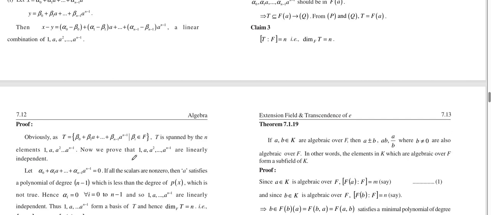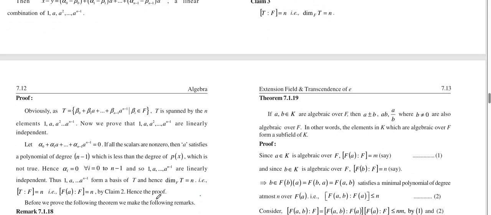To prove that these are all linearly independent, we have to consider the linear combination and equate it to 0. Now if the scalars are not all zero, then a satisfies a polynomial of degree less than n, which is less than the degree of p of x, which is not true. Because p of x is the minimal polynomial of degree n satisfied by a. So if you assume this, then a will satisfy a polynomial whose degree is less than that of the minimal polynomial. Hence alpha i's must be 0. So that in turn implies 1, a and so on up to a power n minus 1 are linearly independent.